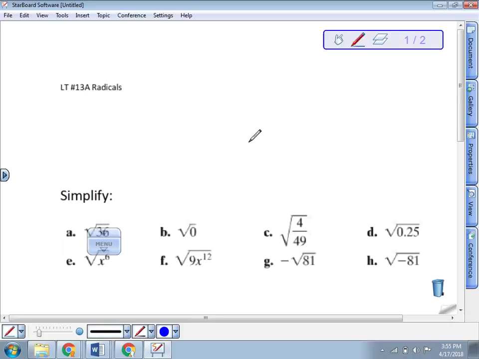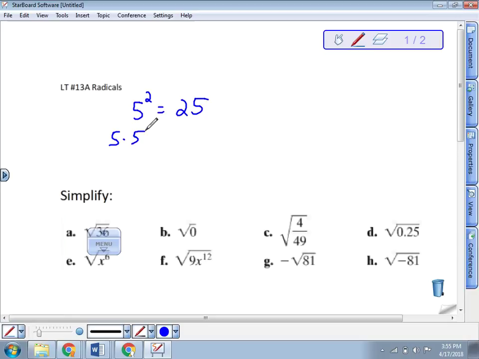Welcome to the Notes on Radicals. Today we're going to be discussing square roots and perfect cubes. So, a quick reminder, what does 5 squared equal? Well, 5 squared equals 25, right? Because 5 times 5 equals 25.